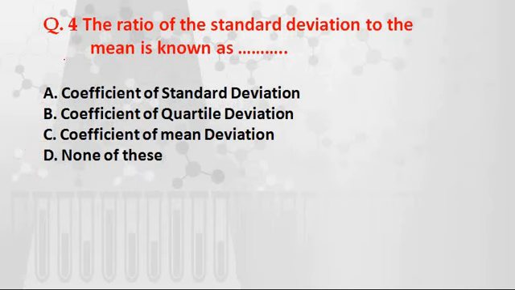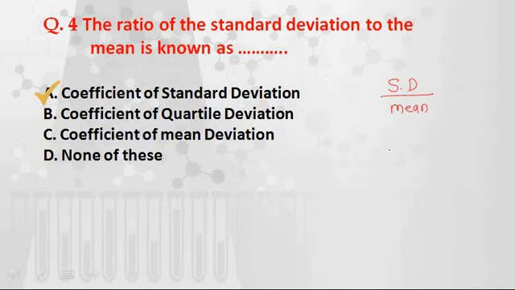Question number 4. The ratio of the standard deviation to the mean is known as. Option A is coefficient of standard deviation, option B is coefficient of quartile deviation, option C is coefficient of mean deviation and option D is none of these. So the ratio of standard deviation to its mean is called as coefficient of standard deviation. The ratio of standard deviation to its mean is nothing but coefficient of standard deviation.